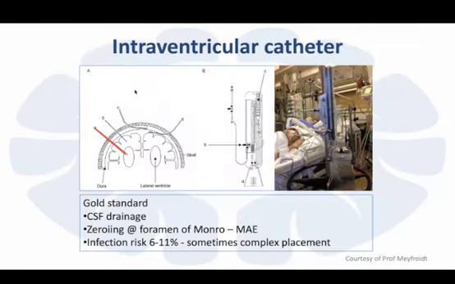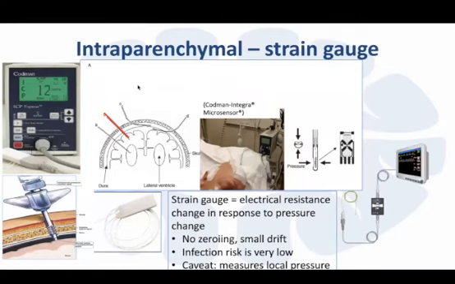Less confusion is about the type of monitoring that we have to use. You know that the gold standard is the intraventricular catheter, which is a catheter that goes in the lateral ventricles. It's very precise. It has a risk of infections, and sometimes it's not so easy to insert it, especially when the brain is very swollen. Otherwise, there is the intraparenchymal catheter, which goes in the brain parenchyma. The infection risk is very, very low. Of course, it measures the local pressure in one point of the brain.